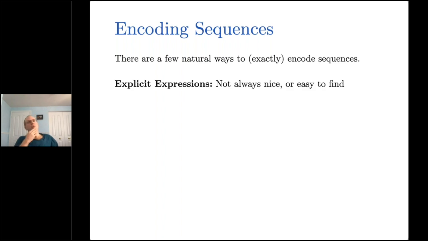Now, one way to do that would just be to have an explicit expression, right? So say that the nth term of my sequence is 2 to the n. So that would be a way of writing it down. But again, that's a little too hopeful. There might not always be a nice explicit expression. It might not be easy to find.